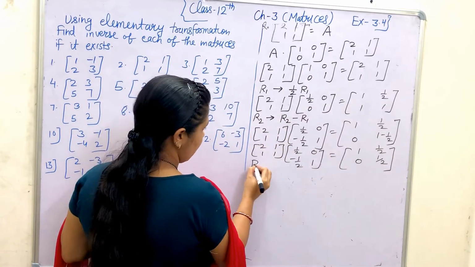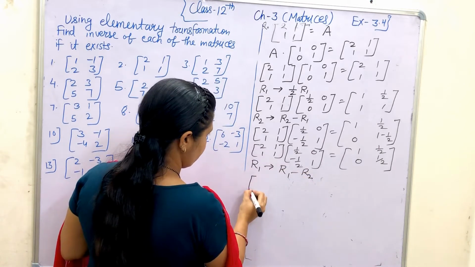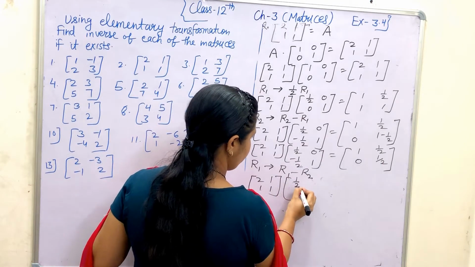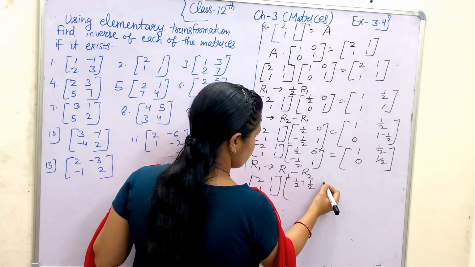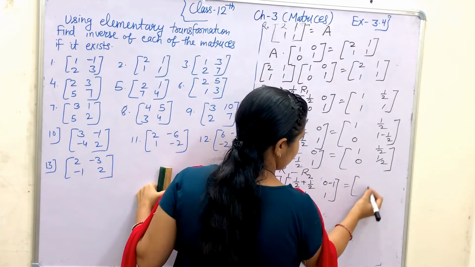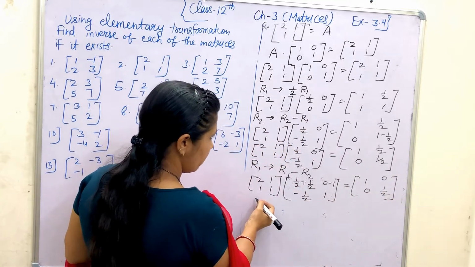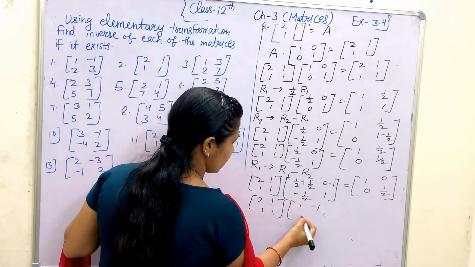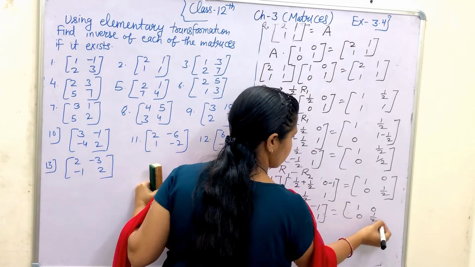Now in R1, R1 minus R2. R1 minus 1 by 2 R2 gives 0 minus 1, minus half, 1. Here we get 1, 0, 0, half. Now we write it as 1 minus 1, minus half, and 1.